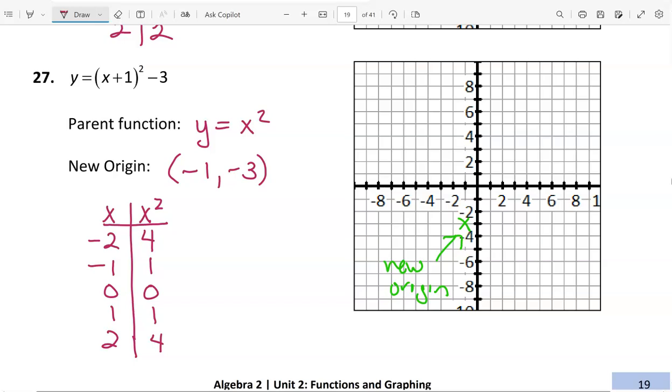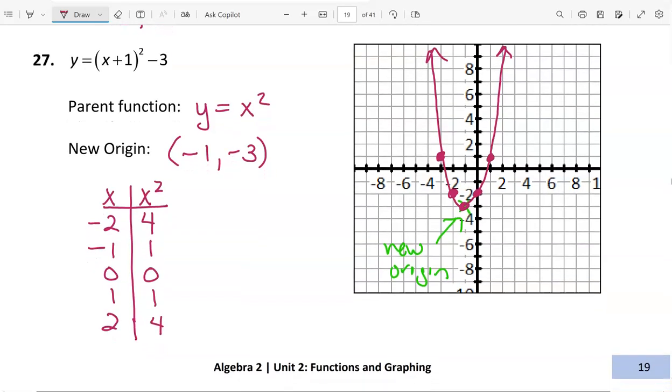Negative 2, 4 is 2 to the left and 4 up from the new origin. Negative 1, 1 is 1 to the left, 1 up from the new origin. 0, 0 is on the new origin. 1, 1 is 1 to the right and 1 up from the new origin. 2, 4 is 2 to the right and 4 up from the new origin. There are 5 points that are plotted explicitly, and connect for a nice smooth curve to plot our parabola.